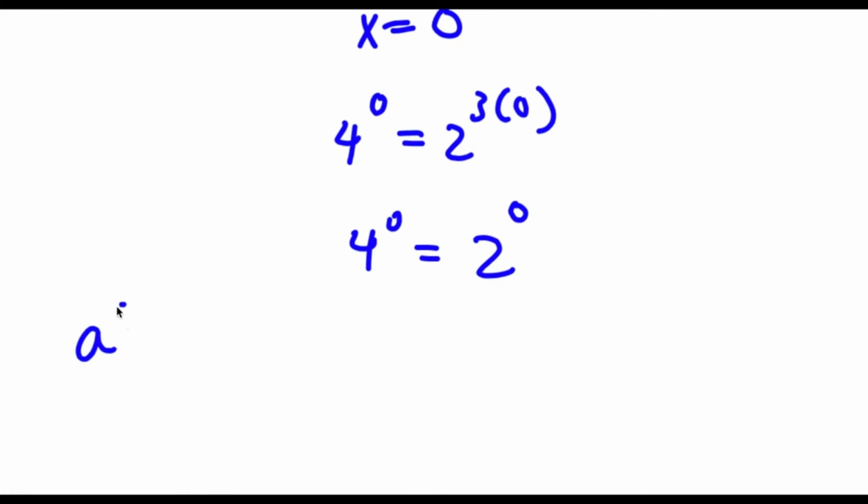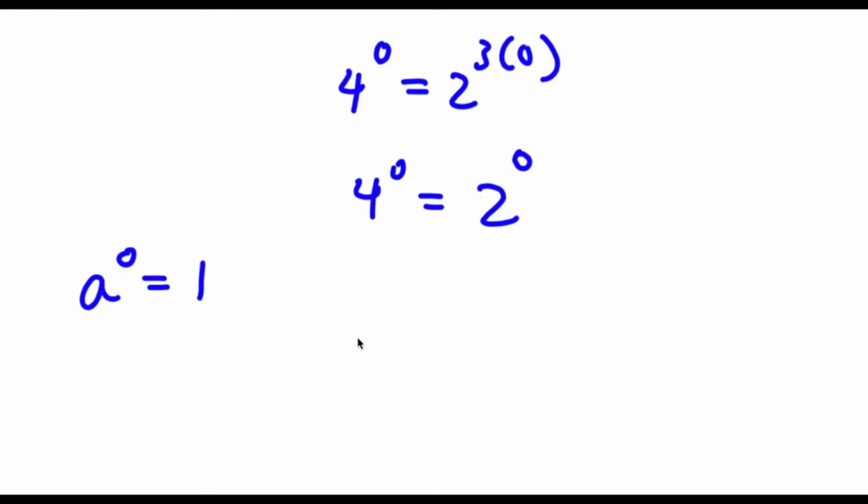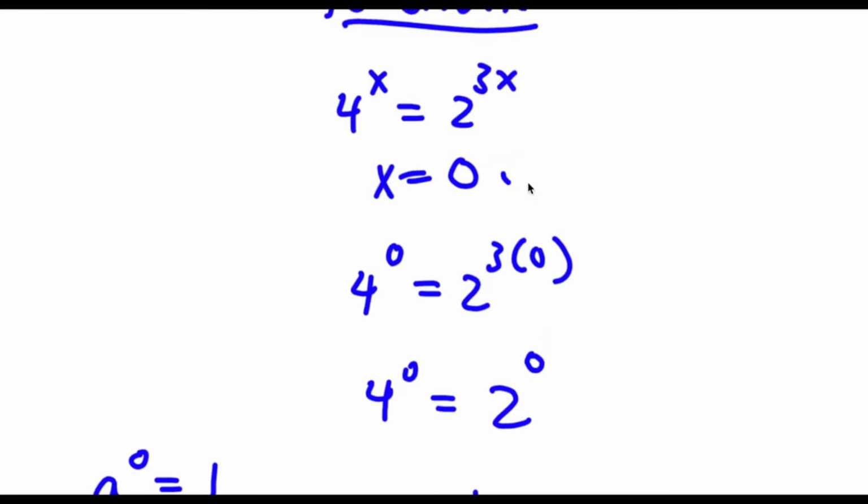Now any number to the power of 0 is simply equal to 1 besides 0 itself. So 4 to the power of 0 is going to equal 1, and 2 to the power of 0 is also equal to 1. So I have 1 is equal to 1, and because this is right, my solution is right as well.